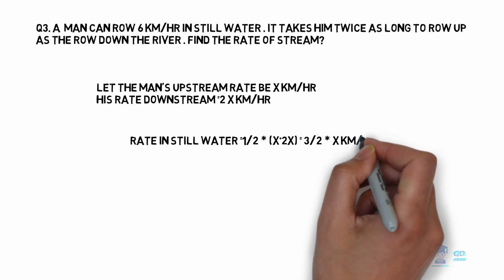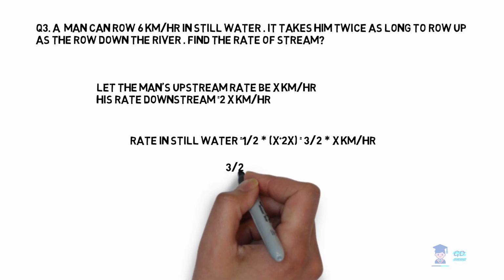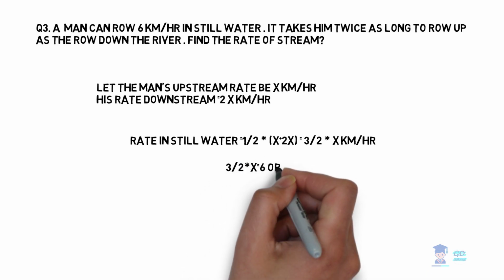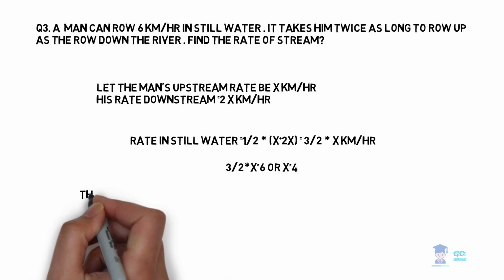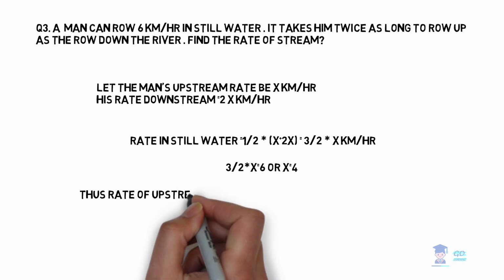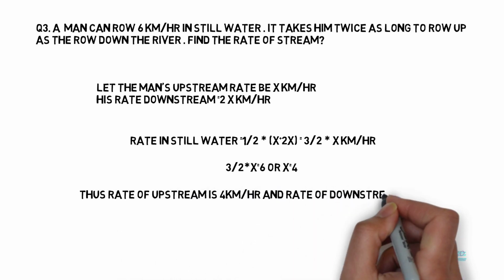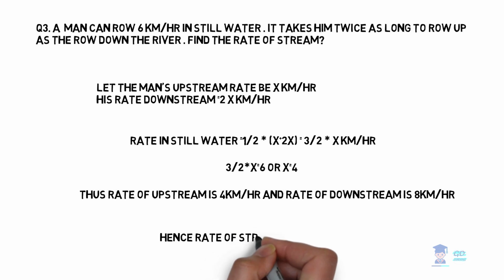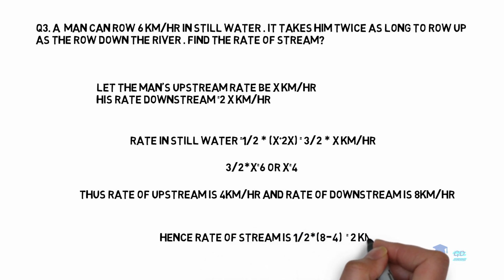From the question, still water's speed is given as 6 km per hour. So 3x by 2 is equal to 6, or when you solve it, x is equal to 4. So the upstream rate is 4 km per hour and downstream rate is 8 km per hour. Rate of stream is given as half into A minus B km per hour. So half into 8 minus 4 km per hour and the answer is 2 km per hour.